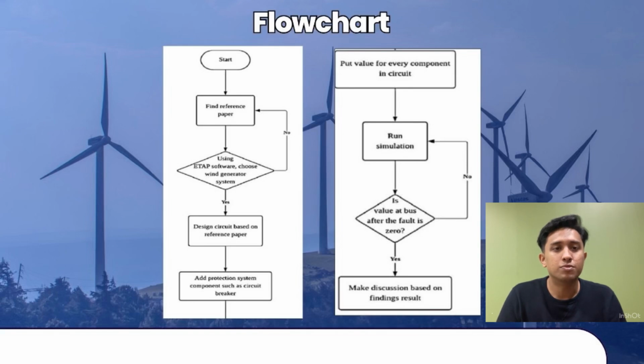Fourth, simulation and fault analysis. We need to run the simulation in ETAP software to observe the circuit's performance. Specifically, check if the value at a particular bus drops to 0 after a simulated fault. If not, refine the simulation parameters and rerun. Last, discussion of findings. Once the desired fault behavior is observed, thoroughly analyze the simulation results.